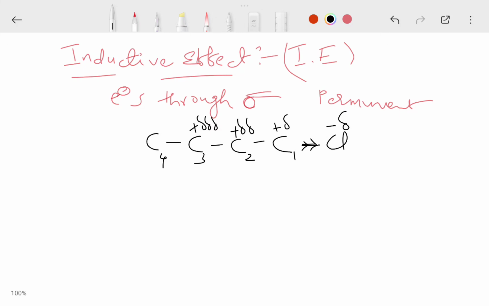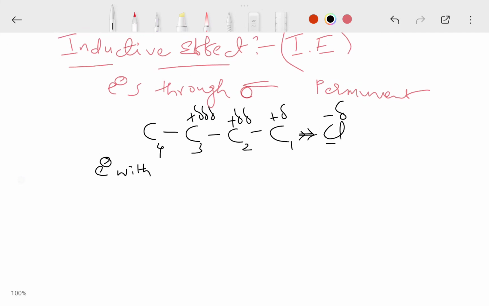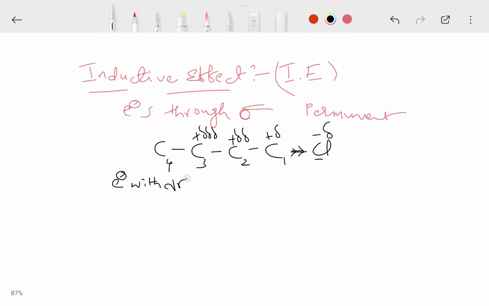In this example, chlorine is attracting electrons from the carbon chain. This is known as electron withdrawing inductive effect, and it is shown as minus I.